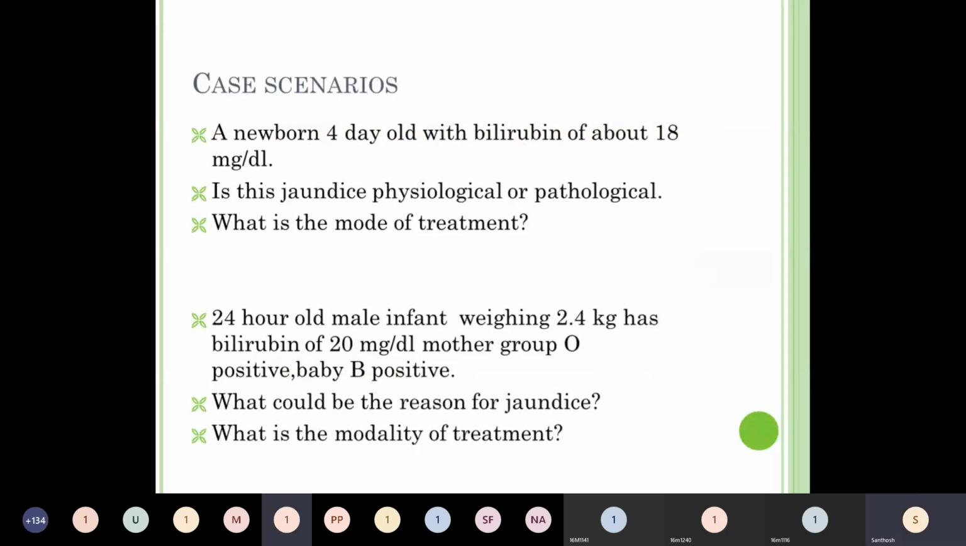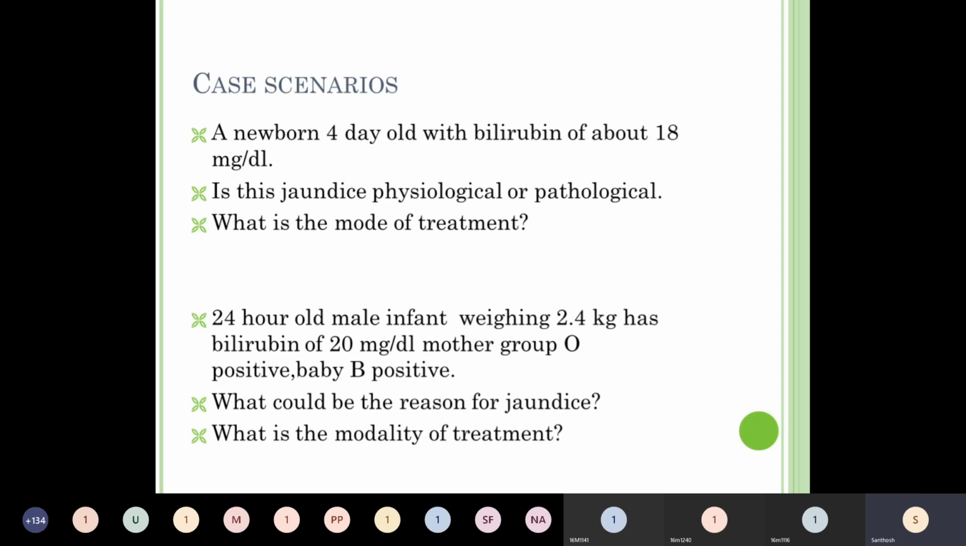Yes, Pratisha, answer now. Anything above 15 milligrams is always pathological. Though it has started after 24 hours and you have picked it up on the 4th day, it is in the exchange and phototherapy range. So the mode of treatment is phototherapy.